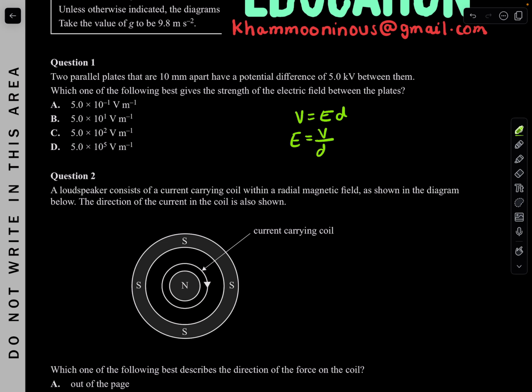So E is V over D. And that's going to be what? The voltage, which in this case is 5 kilovolts, you want 5.0 times 10 to the power 3 to turn it into volts. And distance has to be in meters, so it'll be 10 times 10 to the negative 3. Putting that in our calculator, that gives us 5.0 times 10 to the power of 5. So it looks like D is your answer.